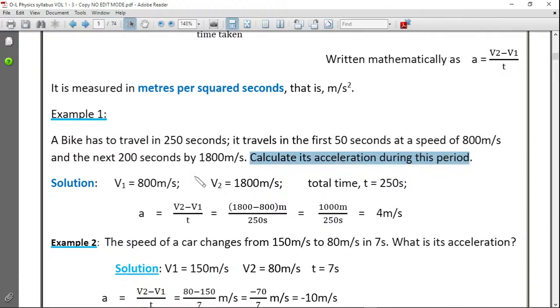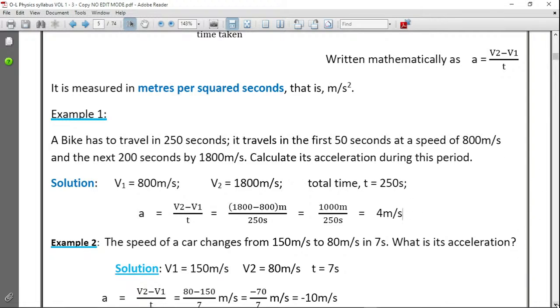So the initial velocity is 800 meters per second. And what's the final velocity? 1800 meters per second. So acceleration is defined as the rate of change of velocity. So this will give us final velocity minus initial velocity divided by time taken. And this will be equal to 1800 minus 800 divided by 250. So the acceleration of this object is in meters per squared second. Here we have per squared second, to the power 2. Please take note of that. So we have 4 meters per squared second.